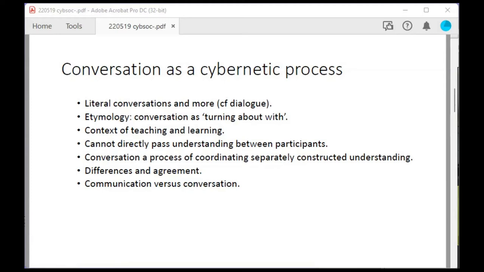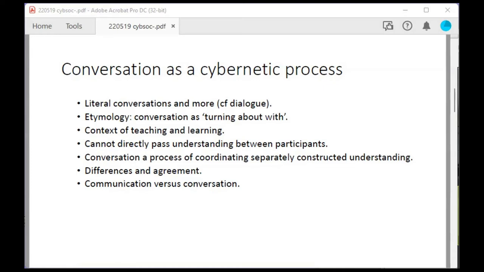Literally it means turning about with: con, with, versare, to turn around. And this gives you a sense of the process, which I think is important to remember. I'll try and speak to that as we go along. It also has an ethical and political sense, like it meant to live with, to hang around with people, right? To turn around with them, to live with them. And I think this is important as well.